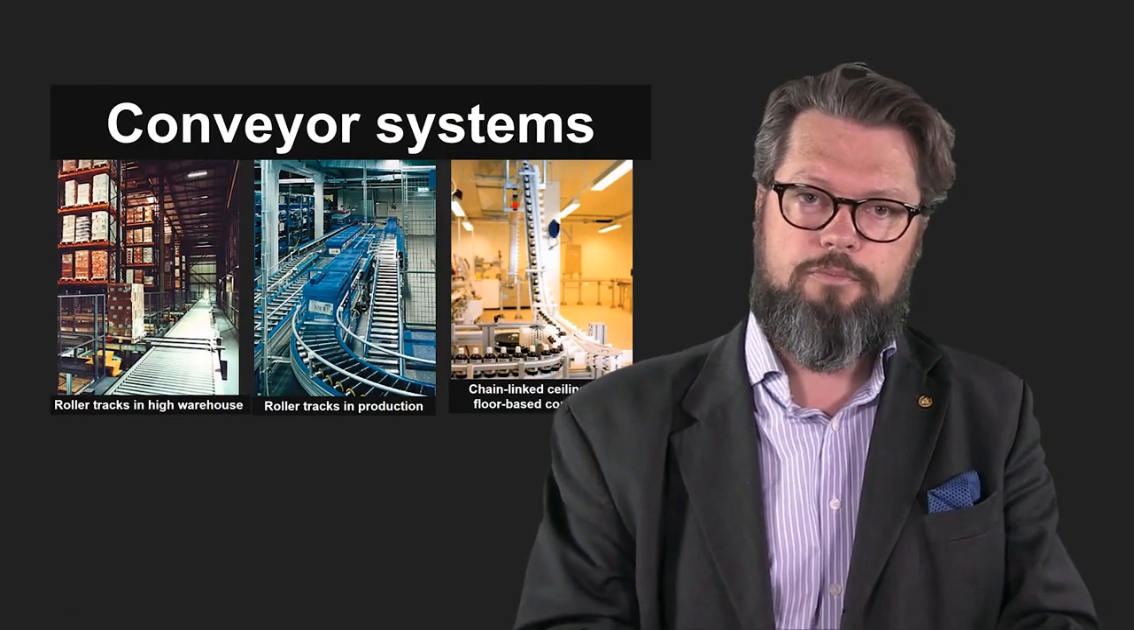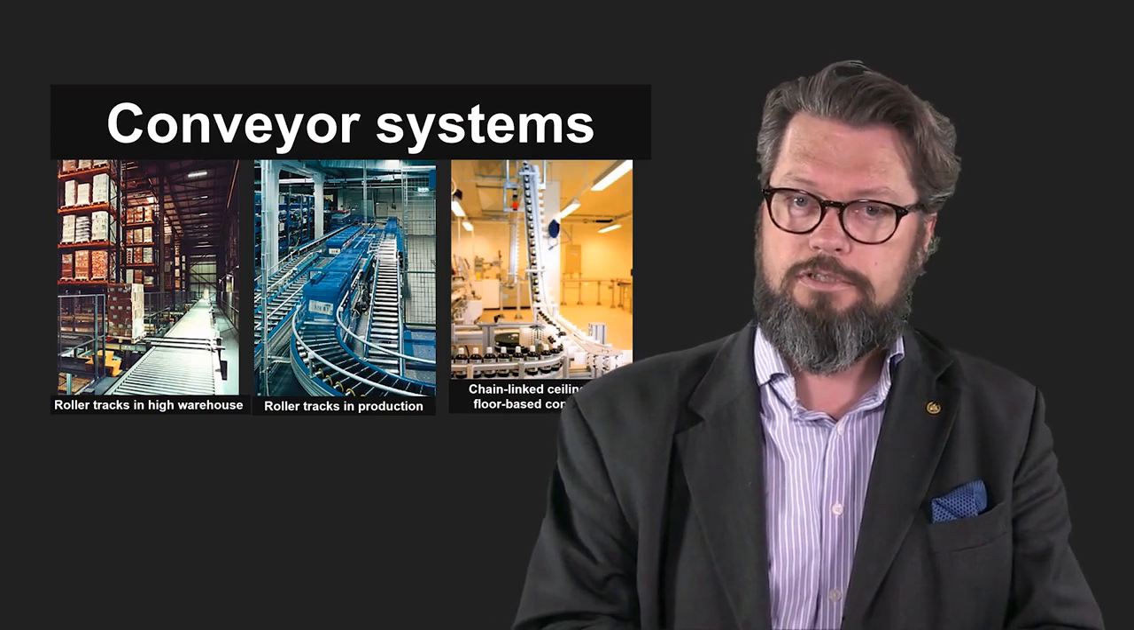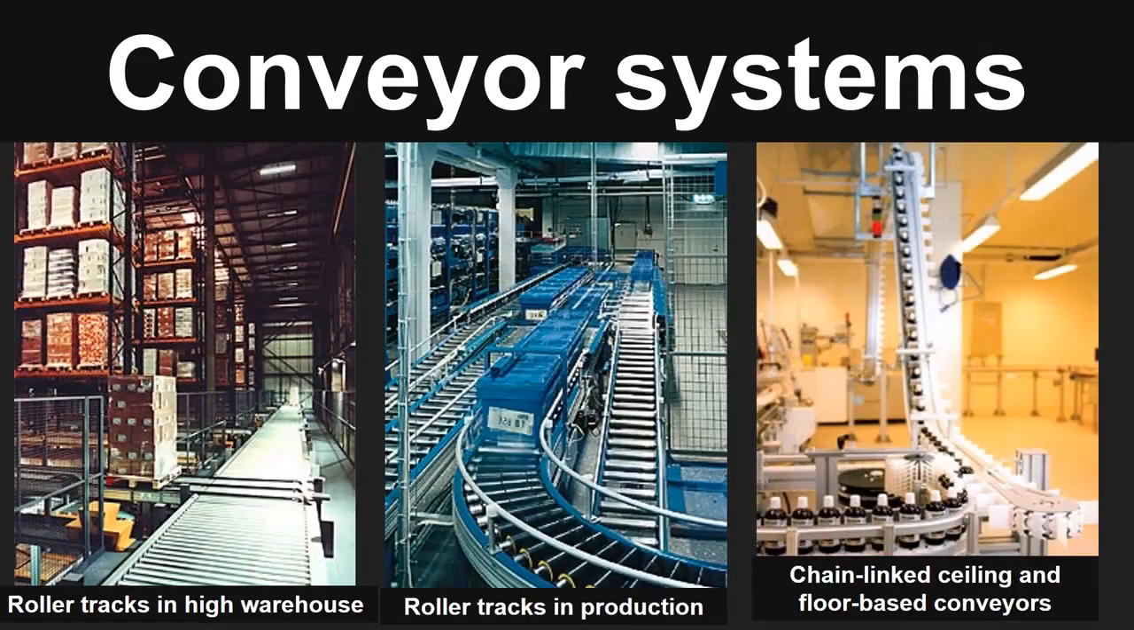You can also look at some different conveyor systems. These are systems that are fixed and installed in the warehouse or in the plant. And you can have systems based on roller tracks or chain links, for instance. And you have different examples here. First, you have roller tracks in a warehouse for horizontal movement, and then you have in production, which is maybe the thing we think about most when we see systems like this. We think about things moving around in a plant in some way.